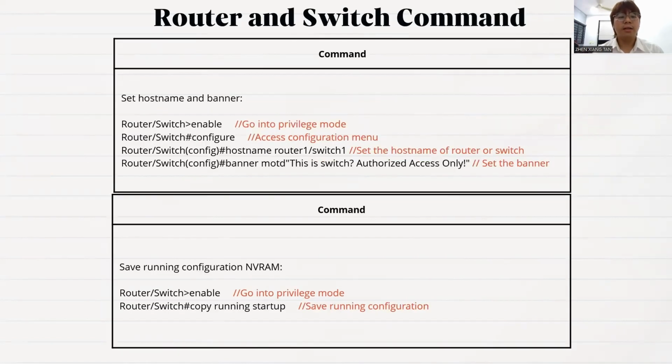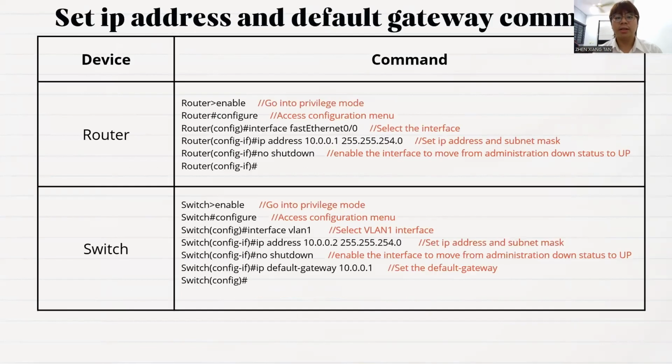The fourth is set hostname and the banner. The command is hostname router 1 or switch 1, and the banner is banner MOTD. What is your sentence? The last one is save running configurations. We need to insert the command copy running-config startup-config to save running configurations.